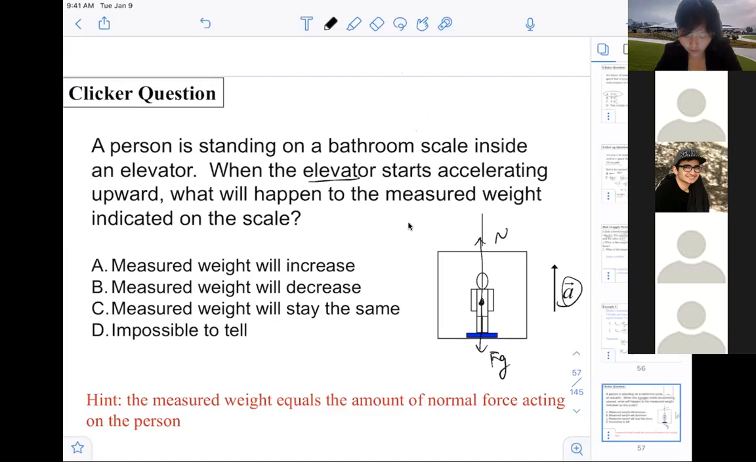Thank you for those who answered. Because normal force is an upward force, right? It has to be bigger than gravity in order for you to accelerate upward. So if your normal force is bigger than gravity, then your measured weight will increase. When you don't have any acceleration, you simply measure your weight, because in that case your normal force is equal to your weight. But now the normal force is a bit bigger. So the measured weight as it reads on the scale will be a little bigger than what you would have had if you were just outside of the elevator or sitting at rest in the elevator.